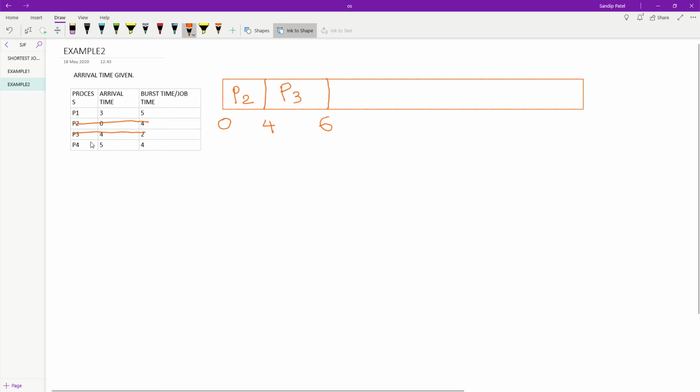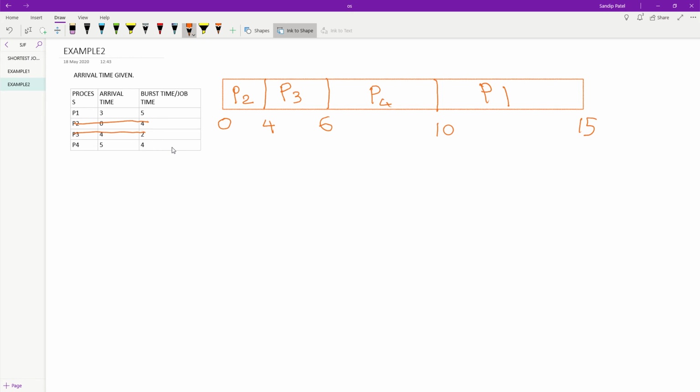So at 6 milliseconds both are there, and we will compare these two processes. The shortest job time is that of process P4. So here we will enter P4, 6 plus 4, that is 10, and finally we will enter the process P1 which requires 5, so it is 15. So here is the Gantt chart for the given processes. This is the way the CPU will be allocated to the 4 processes which are available in the ready queue.